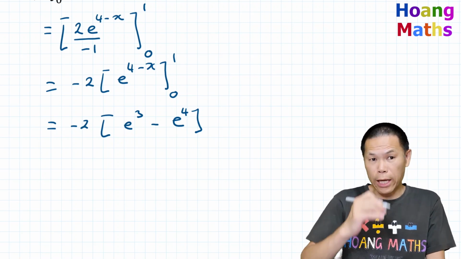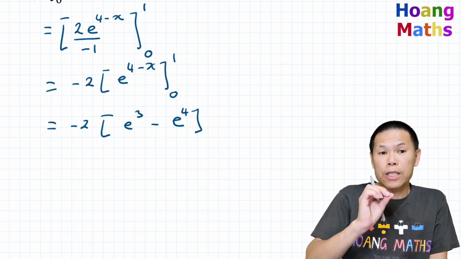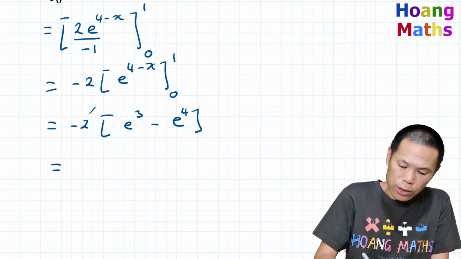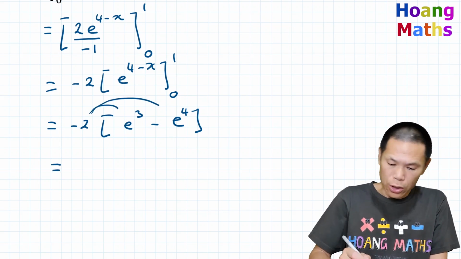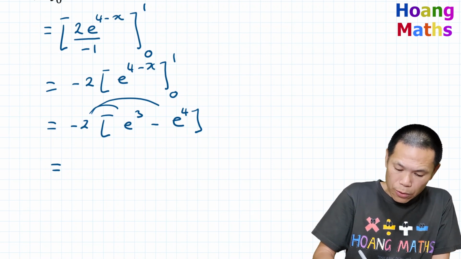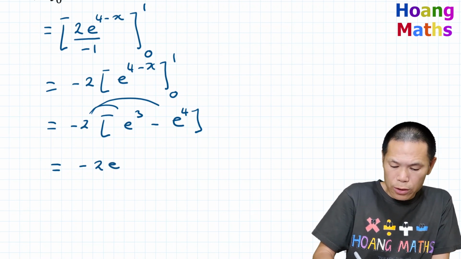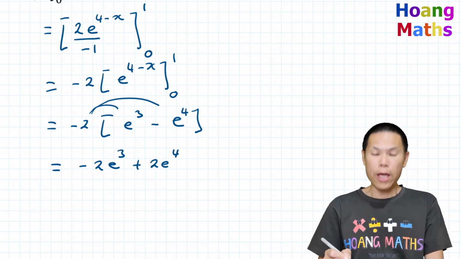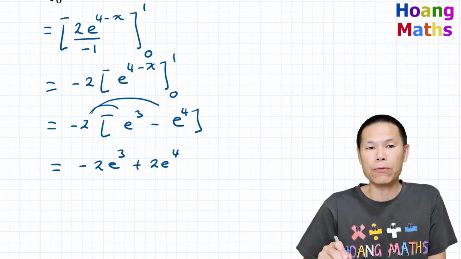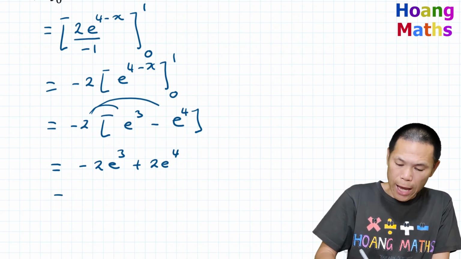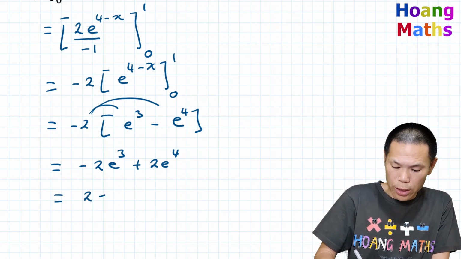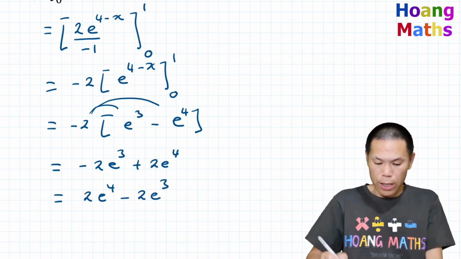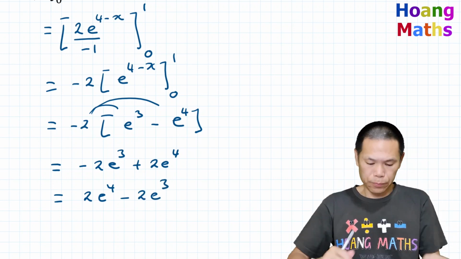So there you go. I can simplify this by multiplying by negative 2. Expand the brackets if you like. That will give me negative 2 e to the 3 plus 2 e to the 4. Then we normally do not write a negative in front, so we can avoid that by writing 2 e to the 4 minus 2 e to the 3. So there you go.